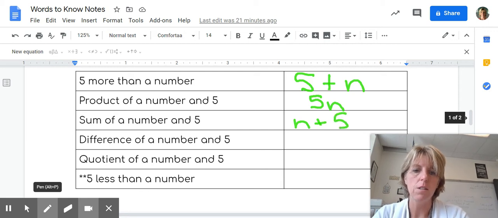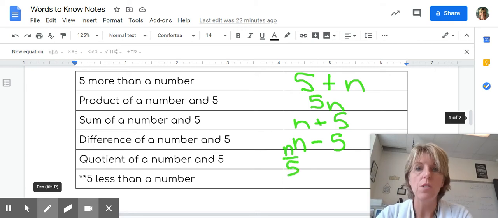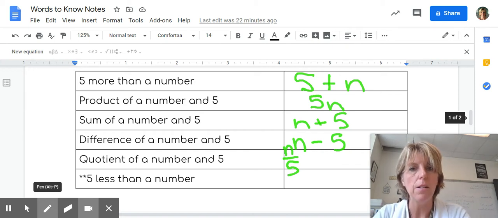And the difference is going to be subtraction. The quotient, quotients we always write as a fraction. Do not use the division symbol. It always is a fraction in algebra. The number 5, I put a star by it because that's the one that typically is a little tricky for people.